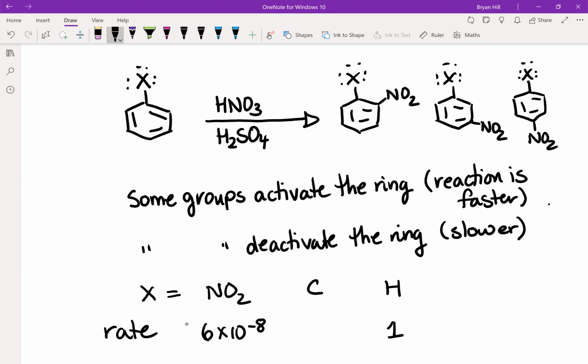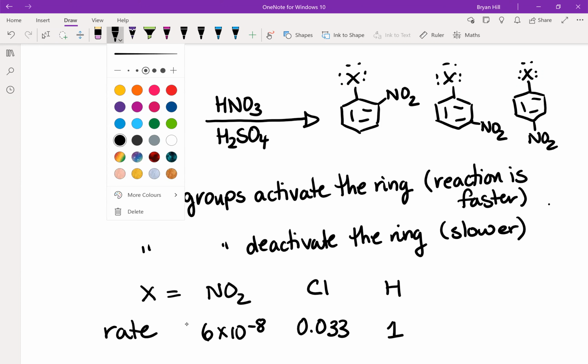If you have a chlorine group, remember, chlorine is an electronegative atom. So it's going to pull electron density out of the ring just because of its electronegativity. The rate here is 0.033. So NO2 deactivates the ring through resonance. Chlorine deactivates the ring through induction.